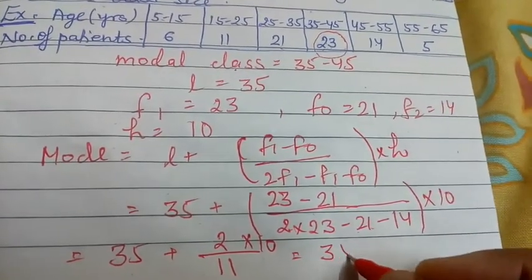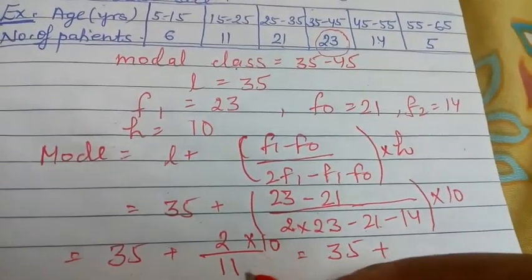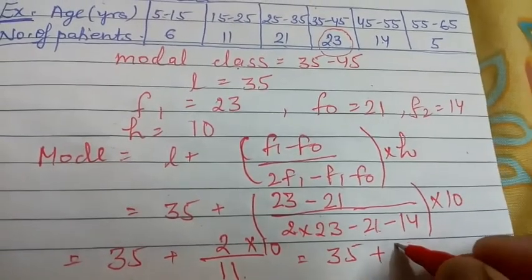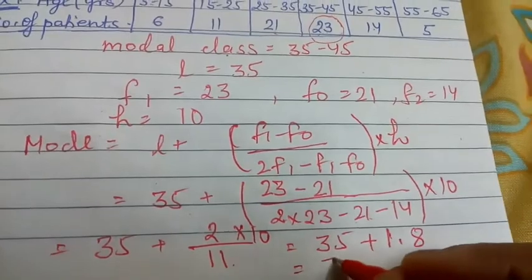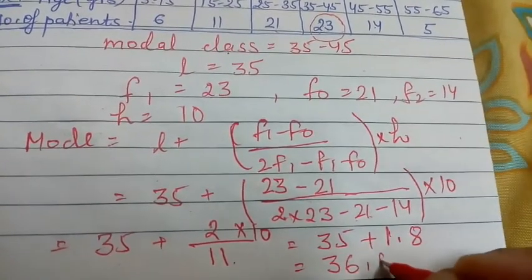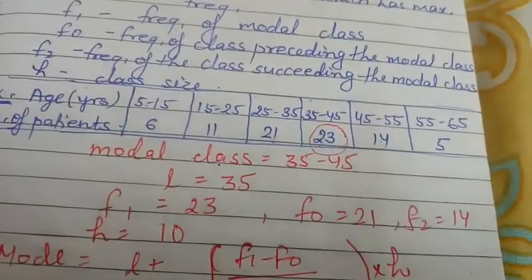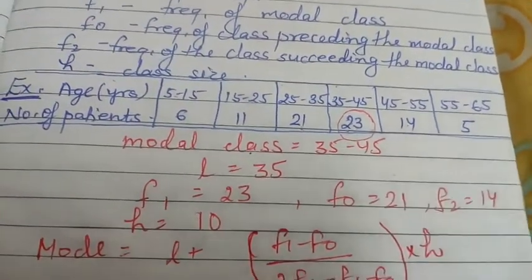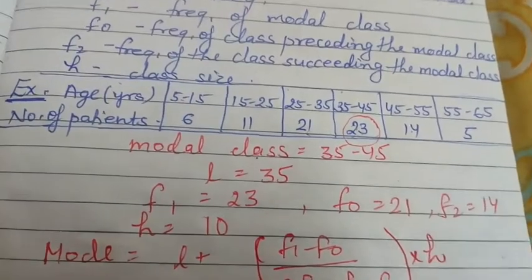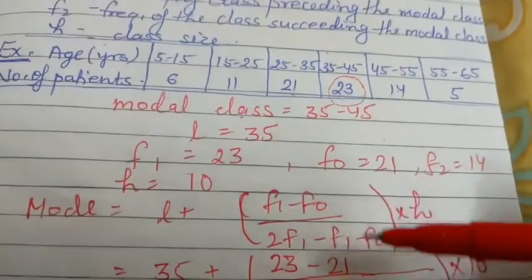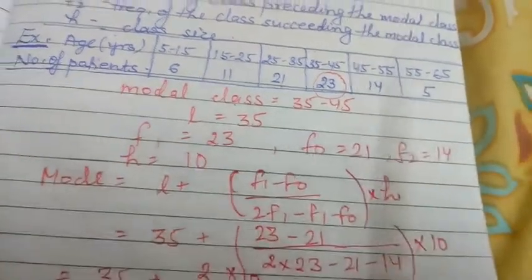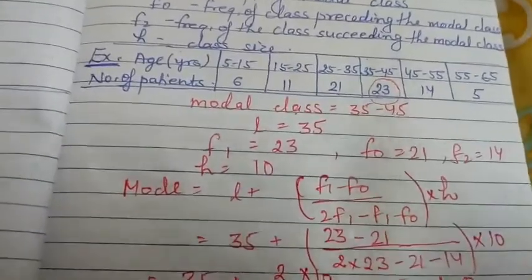Then 35 plus 20 by 11, which means 1.8 approximately. The answer will be 36.8. This is the mode of the grouped frequency table. Like this you can find the solution of any question by using this formula of mode. Thank you.